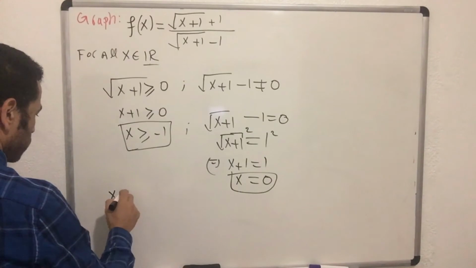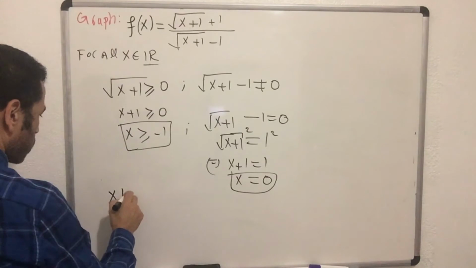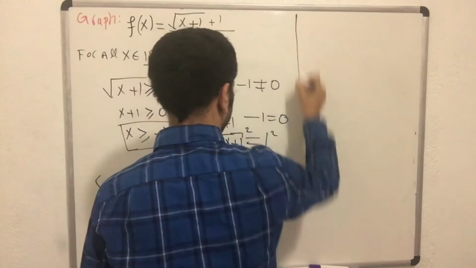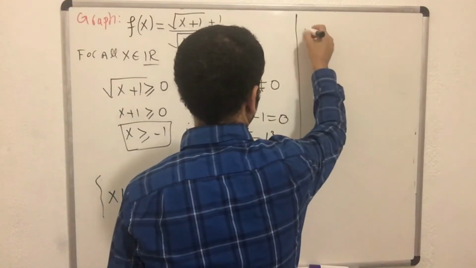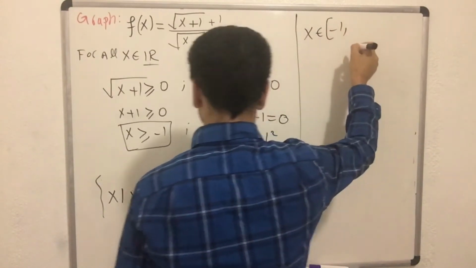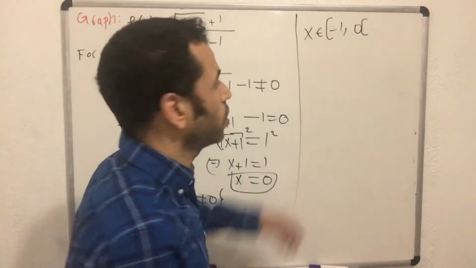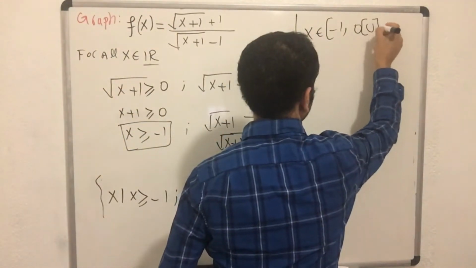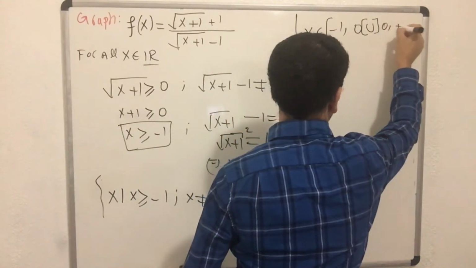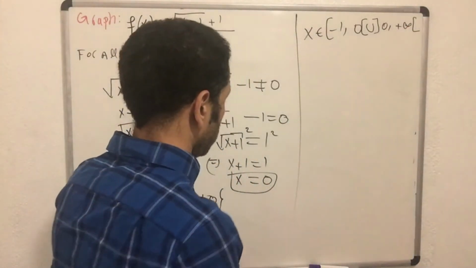So the domain range of this one, x belongs to this interval: minus 1, 0, where 0 is not included, union 0, plus infinity. This is the domain range of this one.